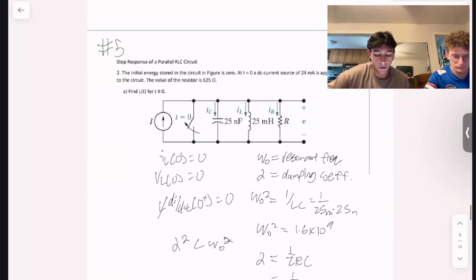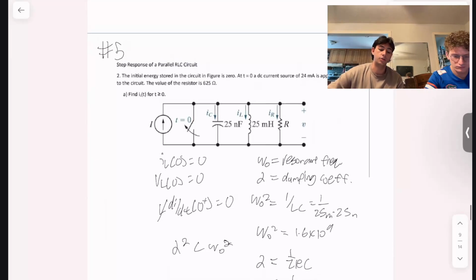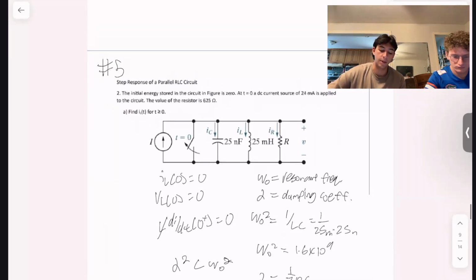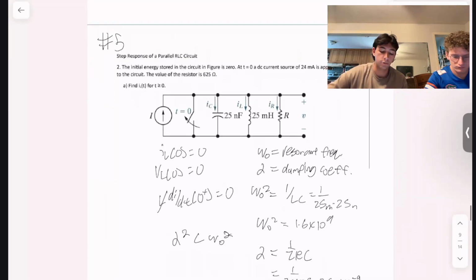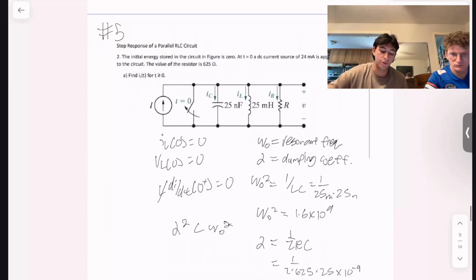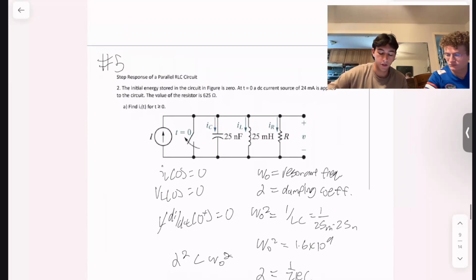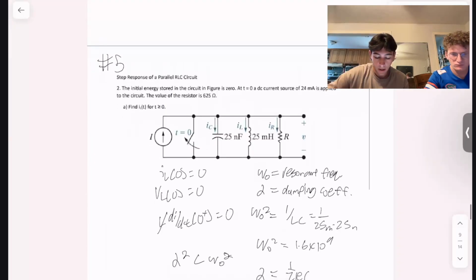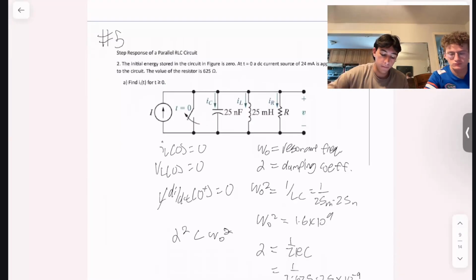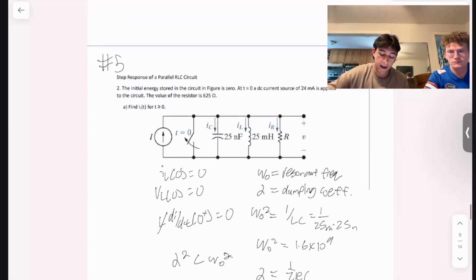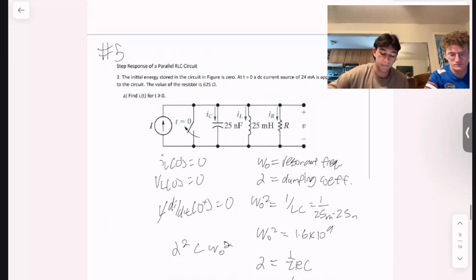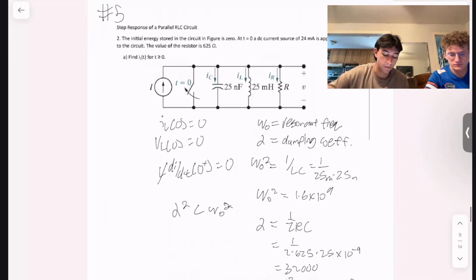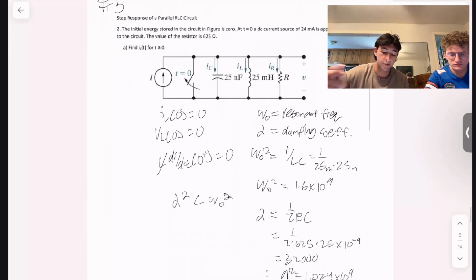So the next thing you want to do is determine if your system is overdamped, underdamped, or critically damped. And that is done by the ratio between your resonant frequency and your damping coefficient. So in order to find omega 0, your resonant frequency, you will find omega 0 squared, which is equal to 1 over LC. I've calculated that out. It's 1.6 times 10 to the 9 radians squared per second squared.